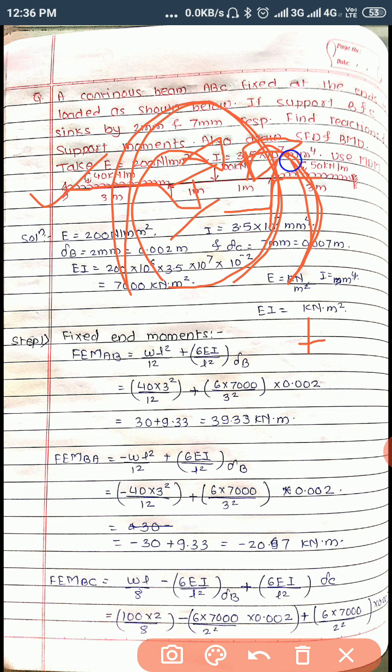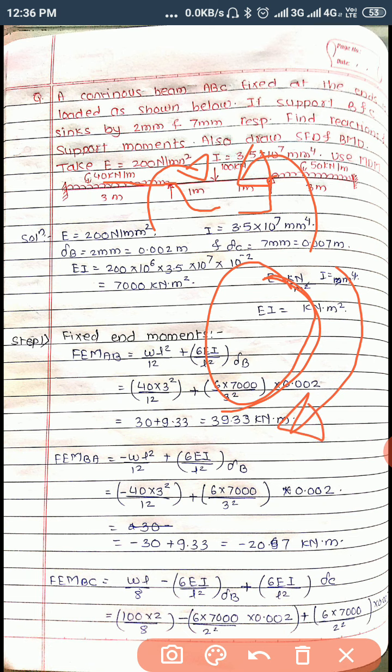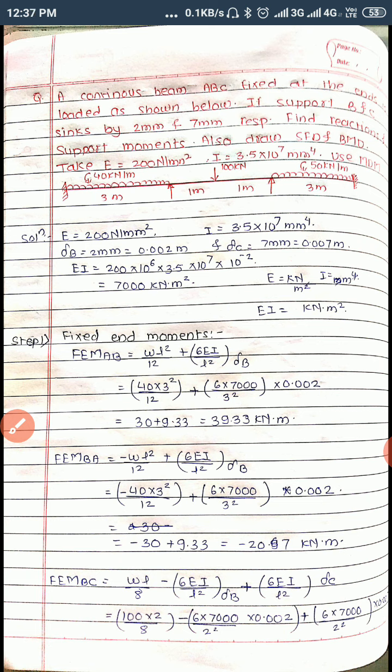At C, to avoid this settlement, support C has to create a moment in the opposite sense. This one is in clockwise direction and that one is in anti-clockwise direction, in the manner the clock rotates. So for the sign convention, we are going to take clockwise as negative and anti-clockwise as positive. Accordingly we'll keep the sign for this settlement moment.